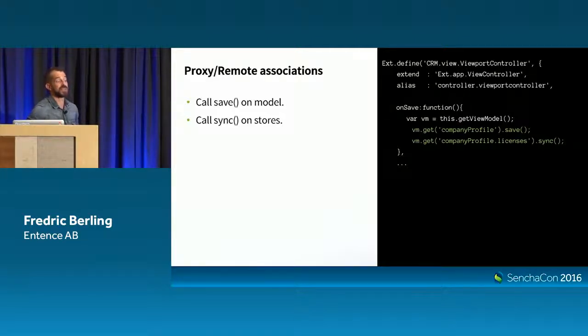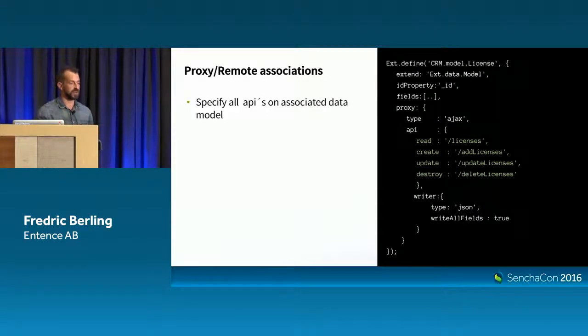And then we're moving to the next scenario where all the associations are on separate endpoints. In that, now we also need to save the licenses. So we save the company profile, and we also save the licenses with the store's sync method. And we obviously removed the rights, all fields, and the associated true of the proxy, so they're saved by themselves. Now we need to configure the license model. If you configure the license model with all its APIs, it's going to use those.